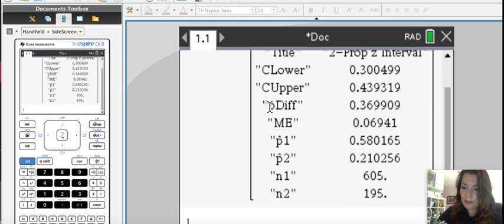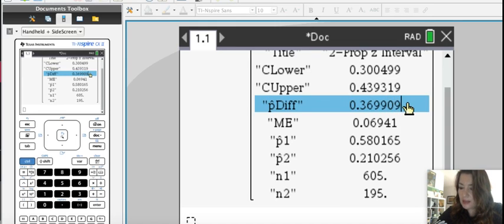Now, if you look at the P difference right here, if you were to enter the smoker sample first, you would get the exact value but negative. And then if you looked at the lower and upper bound, they would be the exact values but negative. So the interpretation would be slightly different. All right, so let's take a look at how we can write our mechanics.